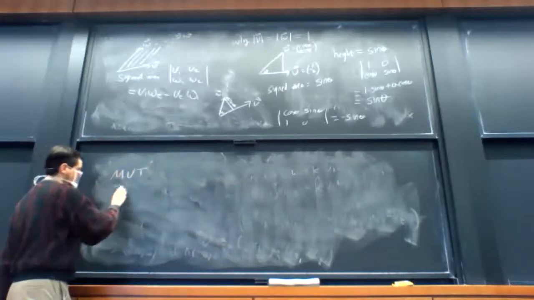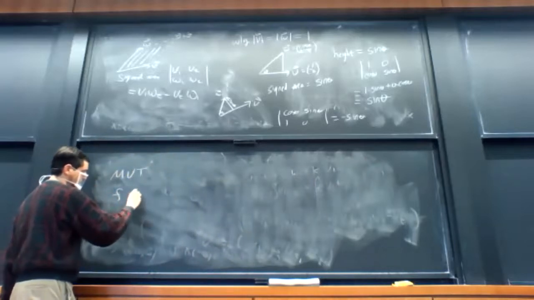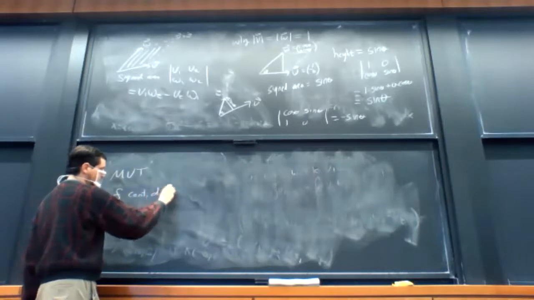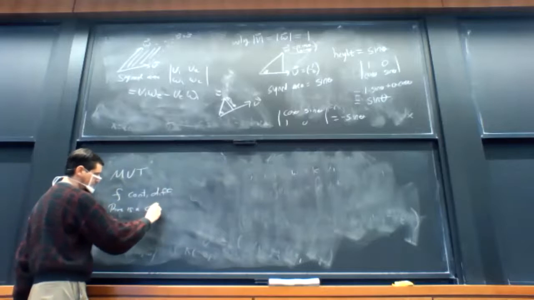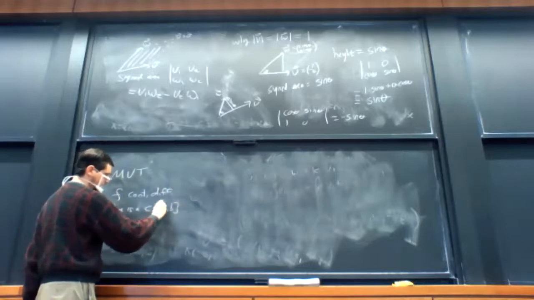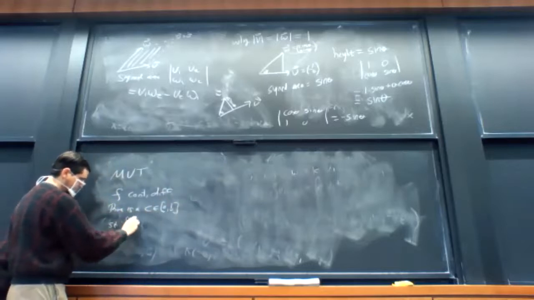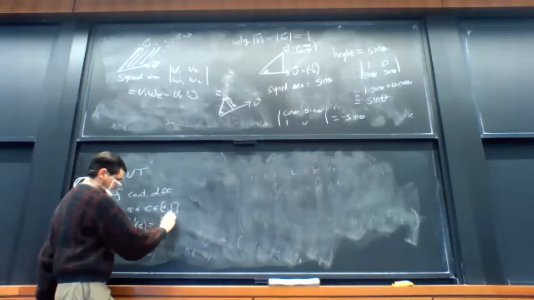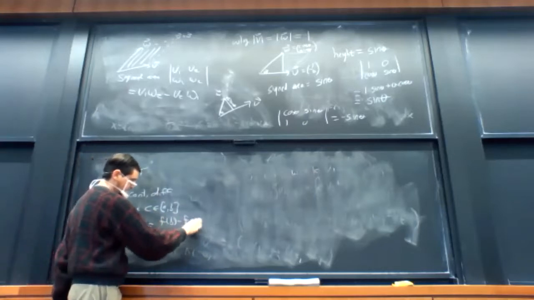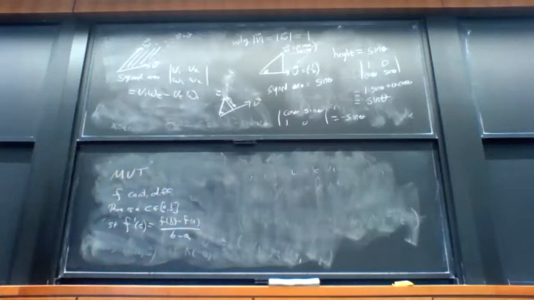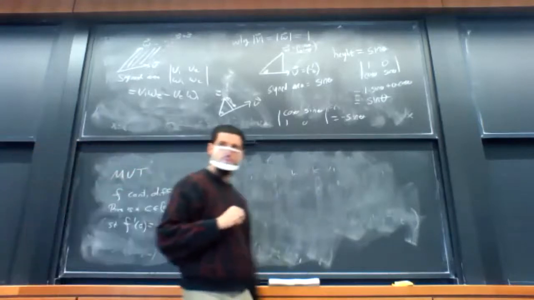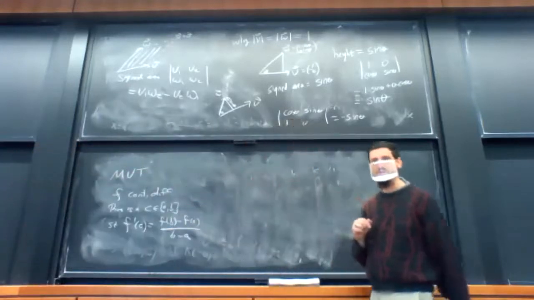The mean value theorem would be: f is continuous and differentiable. There is a c in the interval (a,b) such that f prime of c is (f of b minus f of a) over (b minus a). So this is the mean value theorem. There's a special case of the mean value theorem that you might have seen. Anybody know the special case of the mean value theorem?